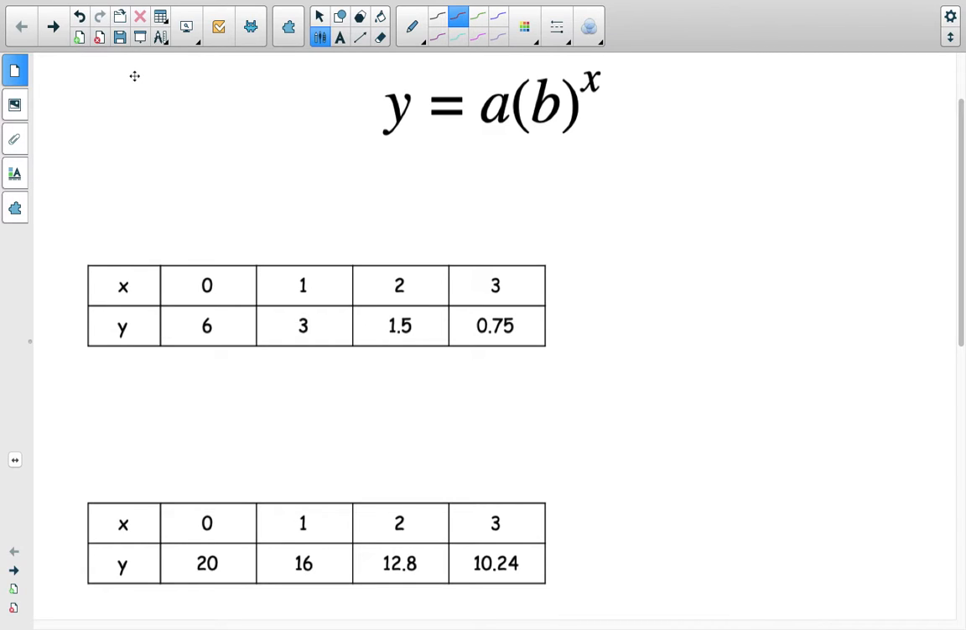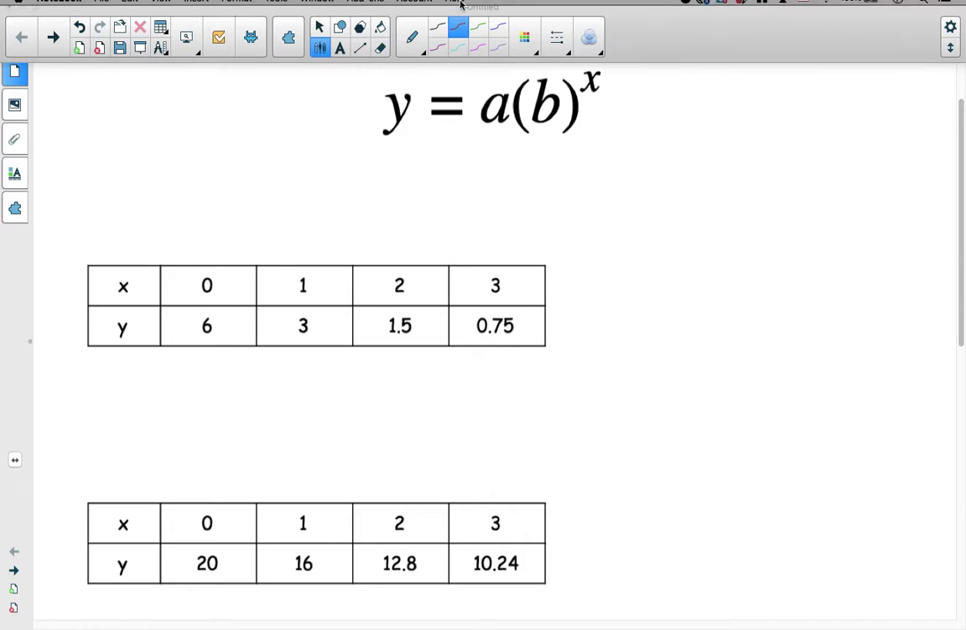This video is on exponential decay. The equation for exponential growth and decay is y equals a times b raised to the exponent of x. This equation is used for both exponential growth and decay.